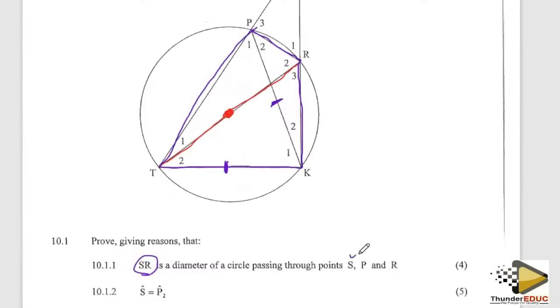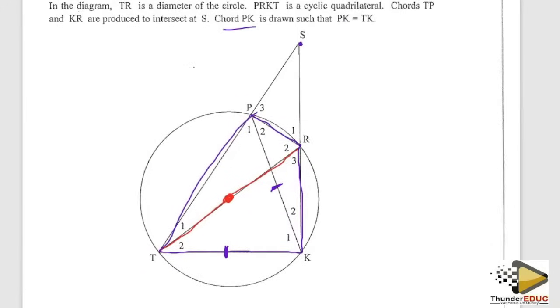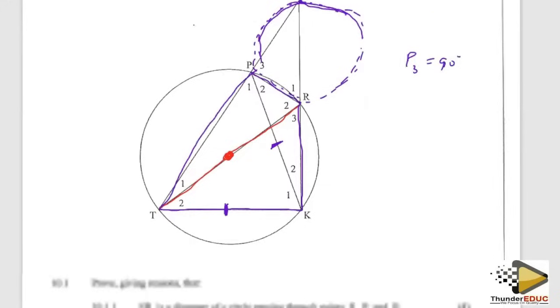So if we have a circle that is passing through S and P, what do we know about diameters? For as long as we have a diameter, it simply means that the angle that is opposite to the diameter must be 90 degrees. So this question is literally asking us to show that there is a diameter. If you can prove that, you have answered the question.